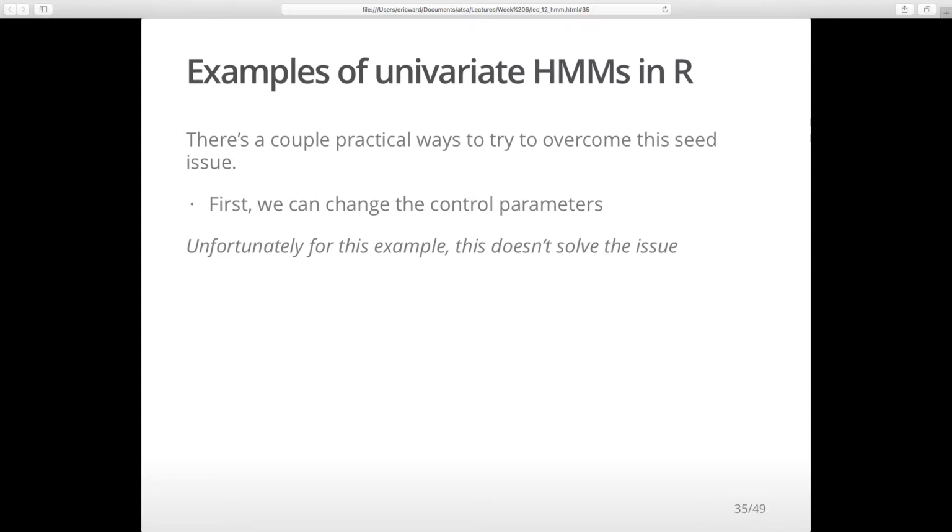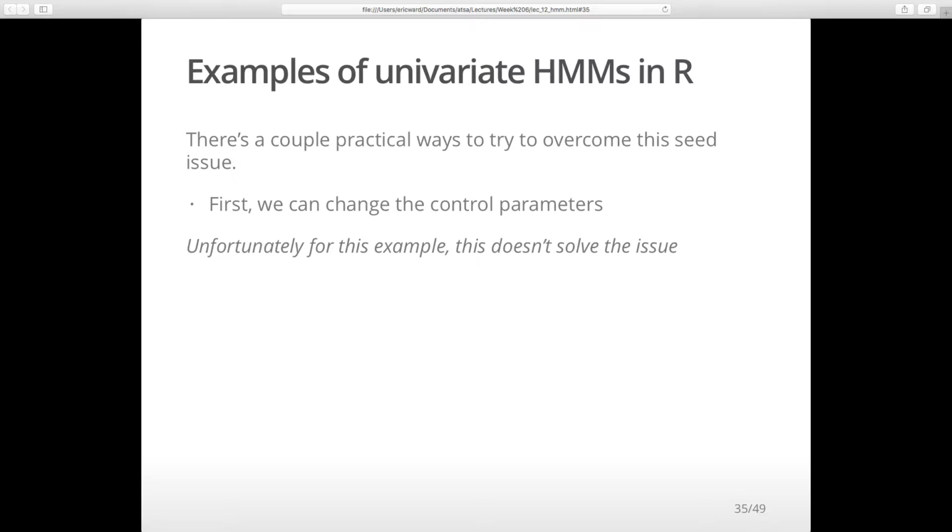The seed issue is kind of a known problem with HMMs. It becomes more of an issue as you start adding more than 2 states. And there are some pretty easy ways to deal with this, which are especially things that you want to consider as you start using HMMs for your real work or writing up papers, etc.